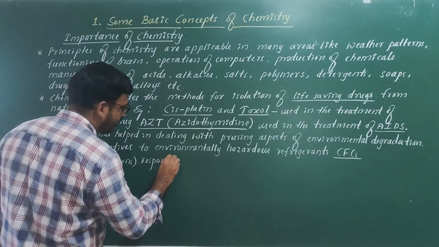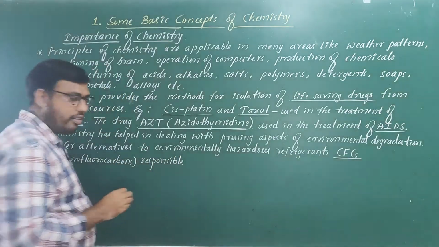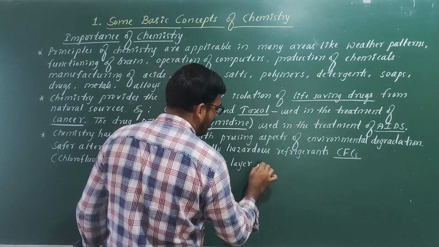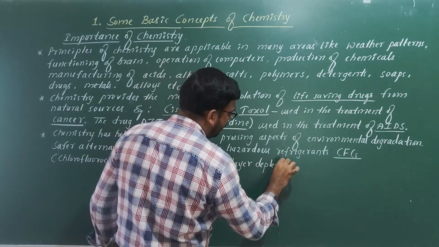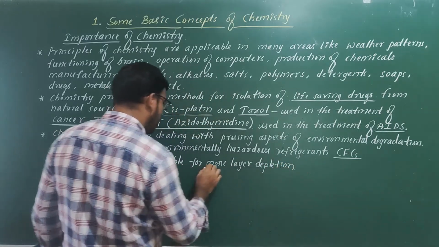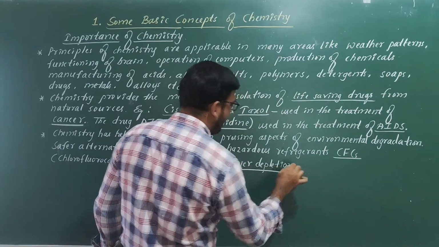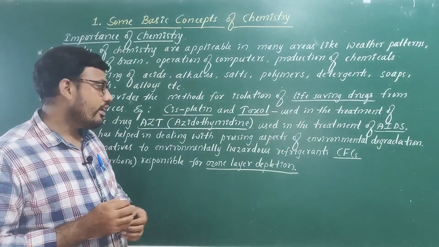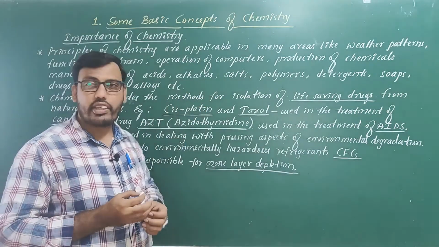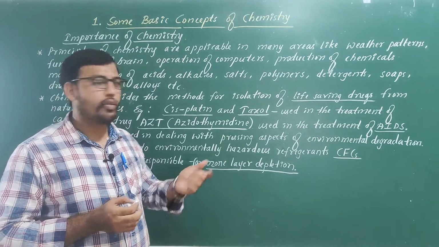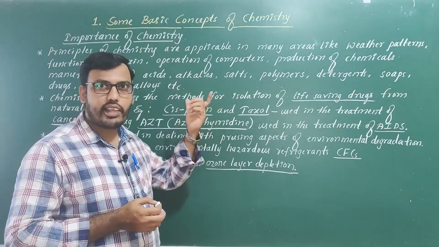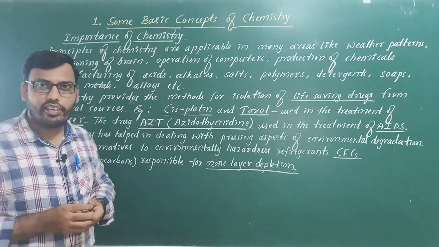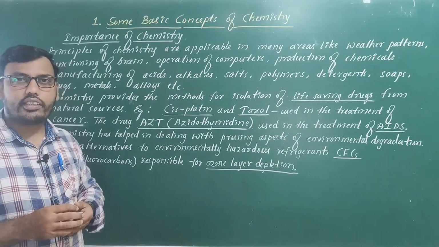So we can expect one more question here: name the chemical which is responsible for ozone layer depletion. That is nothing but CFCs, chlorofluorocarbons. And we can have one more important question: mention a life-saving drug, or a drug used in the treatment of cancer: cisplatin and Taxol. Similarly, AZT, azidothymidine, is a drug used in the treatment of AIDS. So once again, very important concepts.